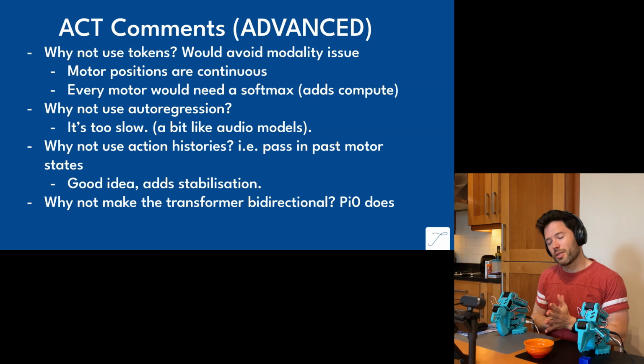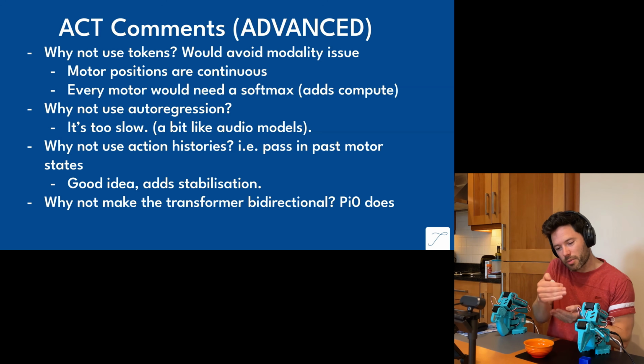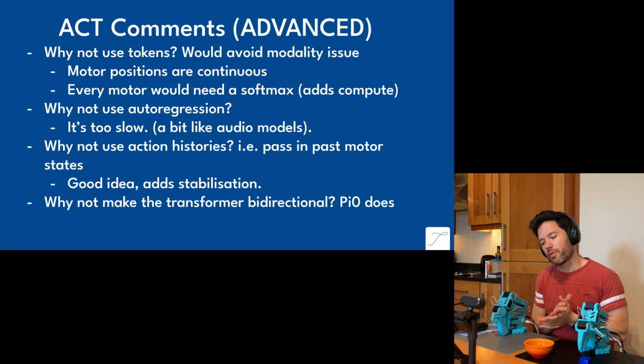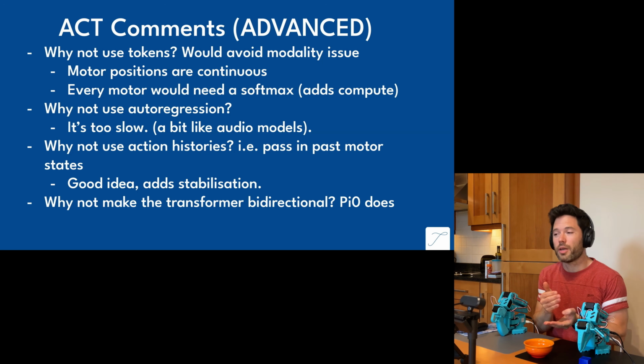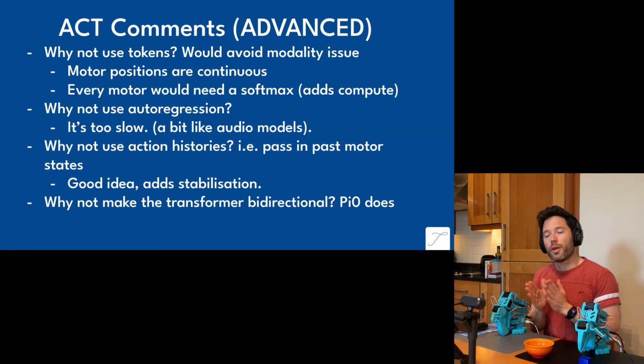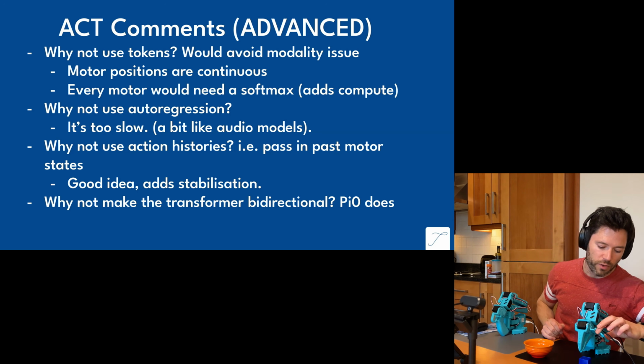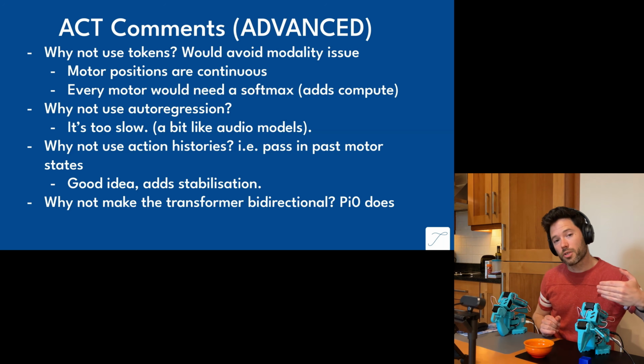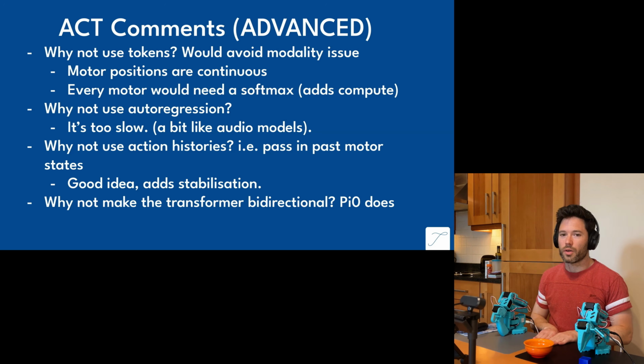Why not use autoregression? Instead of decoding one time step at a time, we're doing all of them. This is primarily for a matter of speed. It ends up being a bit too slow if you only decode one at a time. It's a bit like audio models. The information is quite rich. There's a lot to decode. And so it's more efficient to just decode out more. Otherwise, it's hard to keep up with real time. Why not use action histories? I mentioned how you do feed in the images and the motor positions, but not the histories. Turns out if you do pass in a little bit of the history, it helps stabilize quite a lot. It's not covered in the GR00T or the Pi0 paper, but that's the improvement that probably could be brought.